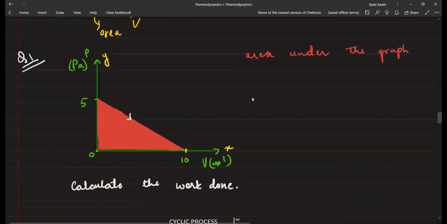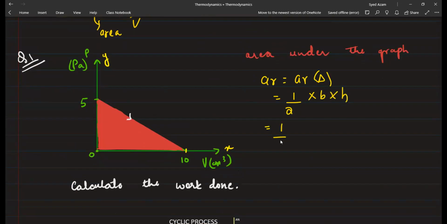Like, look at this. This is a triangle. This actually looks like a triangle. No? So simply, if I have to calculate the work done, the area will be simply the area of the triangle. What is the area of the triangle? Half into base into height. So half, base is 10, height is 5. So this becomes 25 joules, like this.